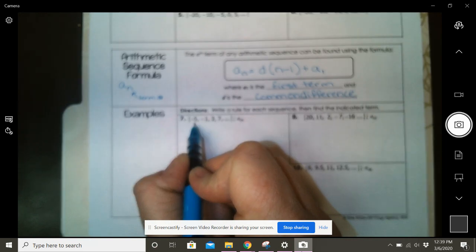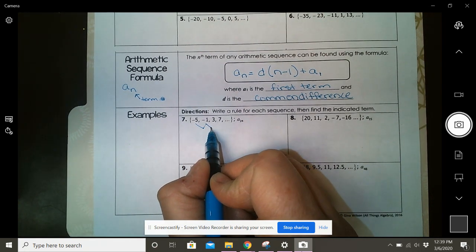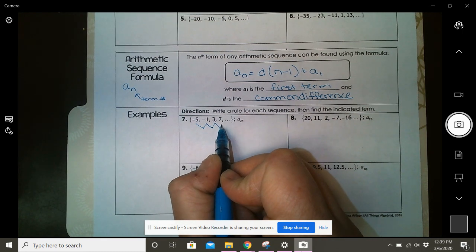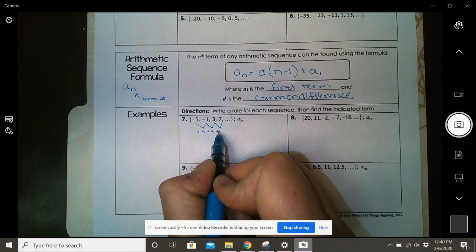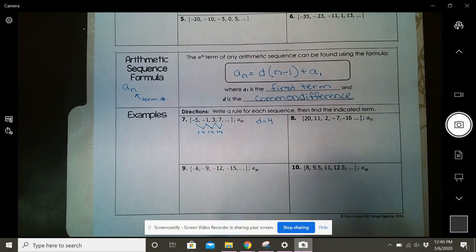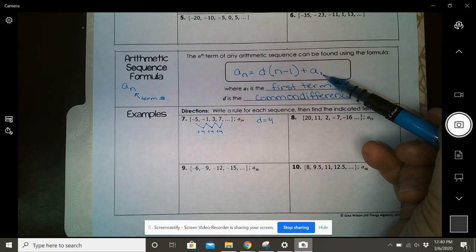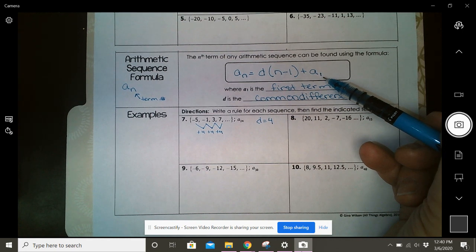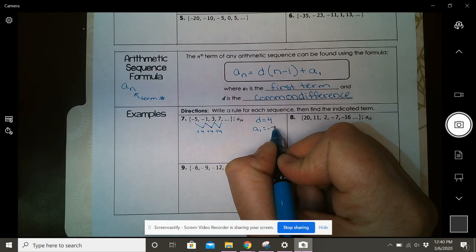So what is it to go from negative 5 to negative 1, or from negative 1 to 3, or from 3 to 7? Well, I am adding 4 each time. So that means the common difference here is going to be a positive 4. The other thing I need in this formula is a sub 1, which is the first term of the sequence, and a sub 1 is negative 5.